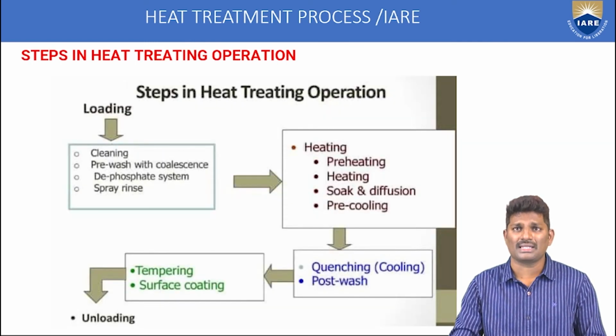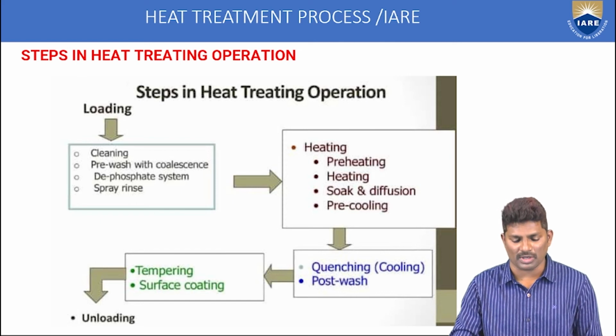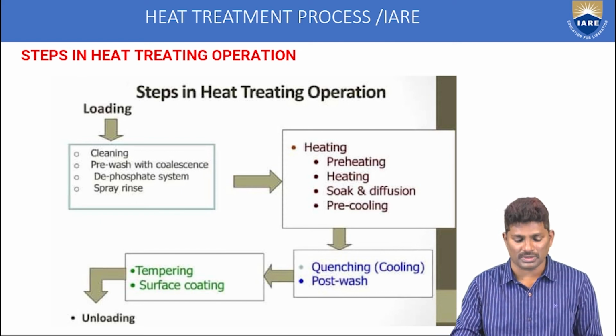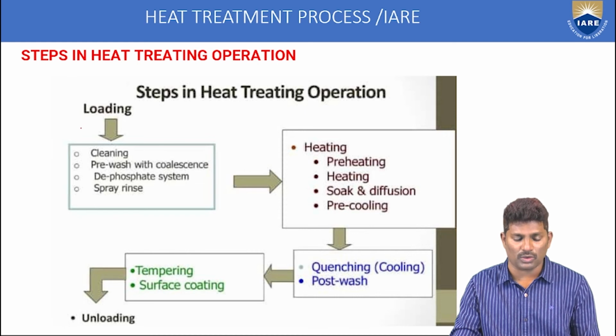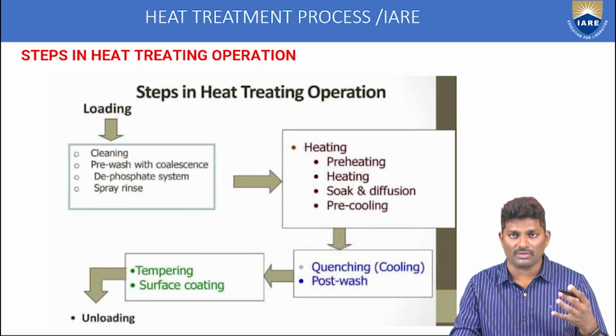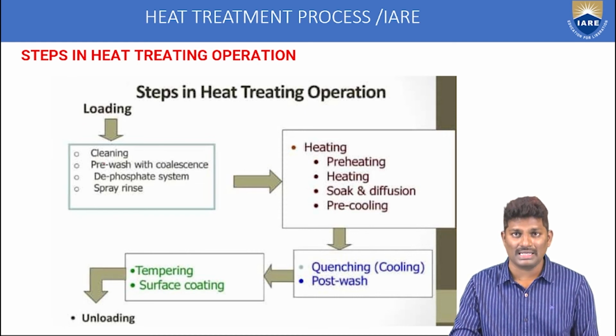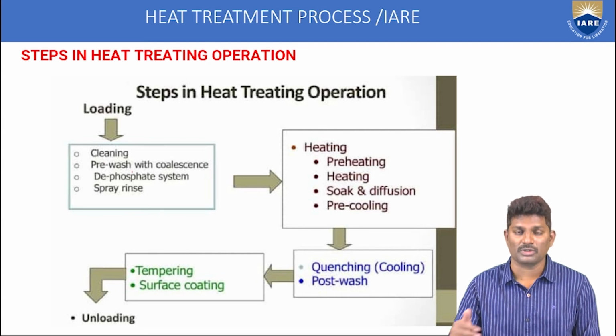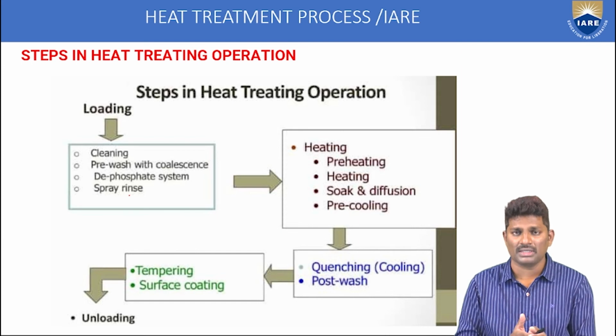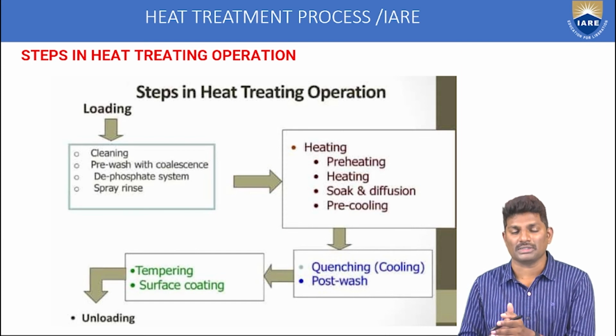So these are the steps you need to follow for any type of industry or any type of manufacturing process during the heat treatment process. So what are the steps here? First we have to load. Loading means the material we are getting, the raw material. You have to first clean them, pre-wash with some solutions, dephosphate them and spray rinse. So after this, you have to go with the heat treatment process, the main thing we are discussing today.